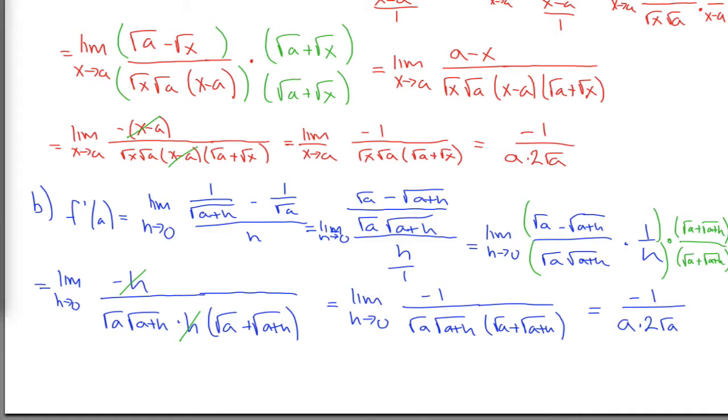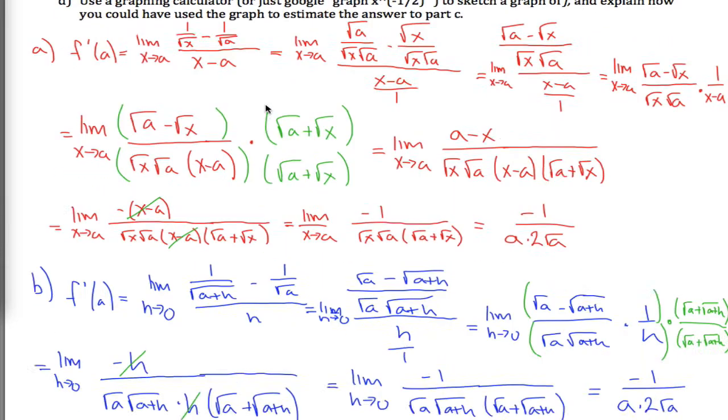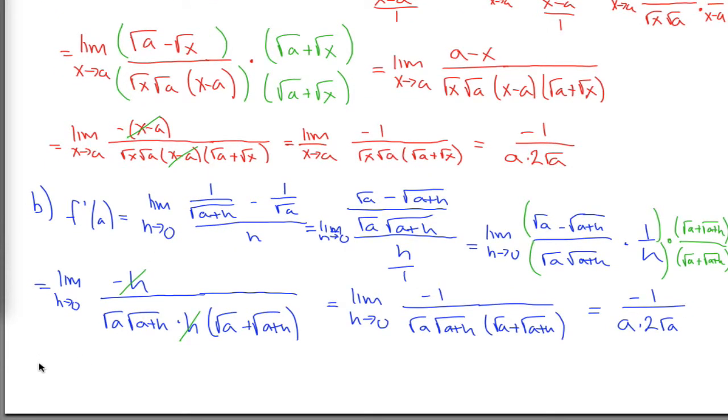Whew, I might have made this problem a little too hard. Okay, there's A and B. Part C says use your answers to find, okay, so nice. At least I made part C really easy. Part C says find f prime of 4. Well, I know that f prime of a is this thing, so f prime of 4 is just -1 divided by 4 times 2 root 4. Change all the a's into 4's. Easy enough. Square root of 4 is 2. So this is 4 times 2 times 2. In other words, this is -1 over 16.